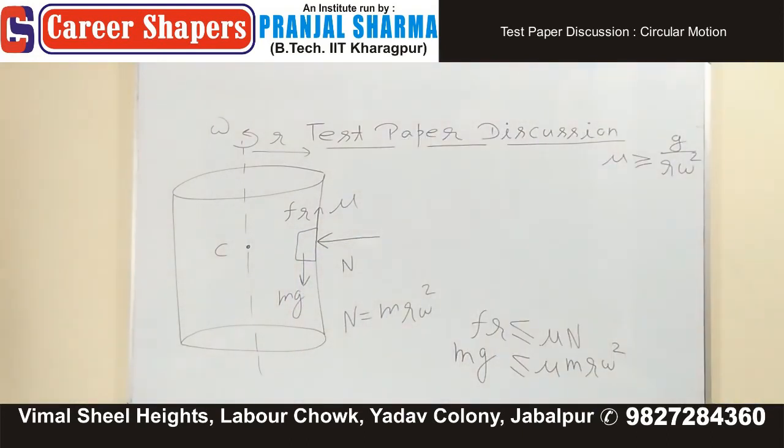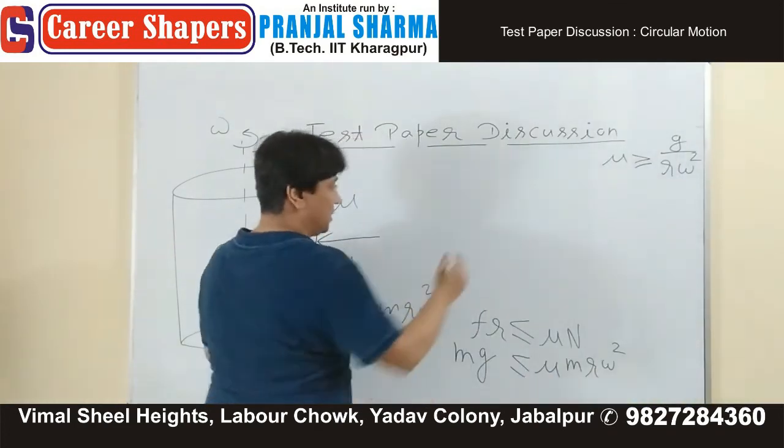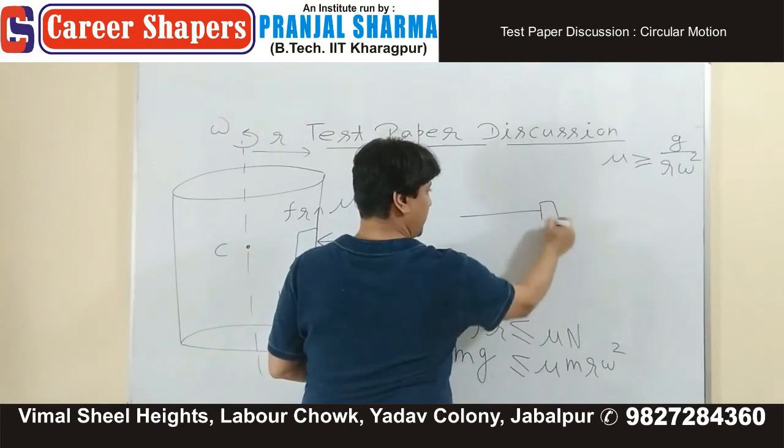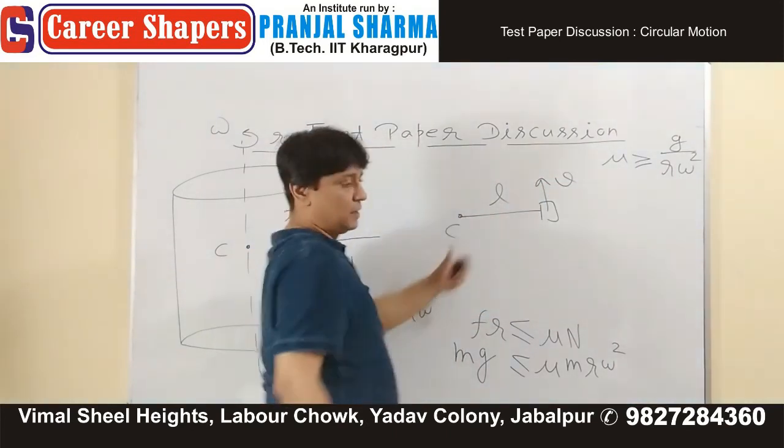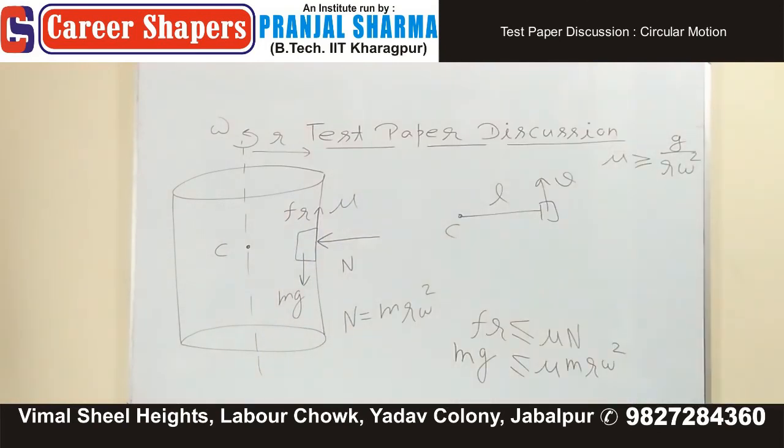Twentieth: there is a rubber band of length L, has a stone of mass m tied to the one end. It's whirled with speed v so that stone describes horizontal circular path. Tension T in the rubber band is. This is a rubber band. There is an object which is moving with speed v. Length of the rubber band is L. This is the tension T.